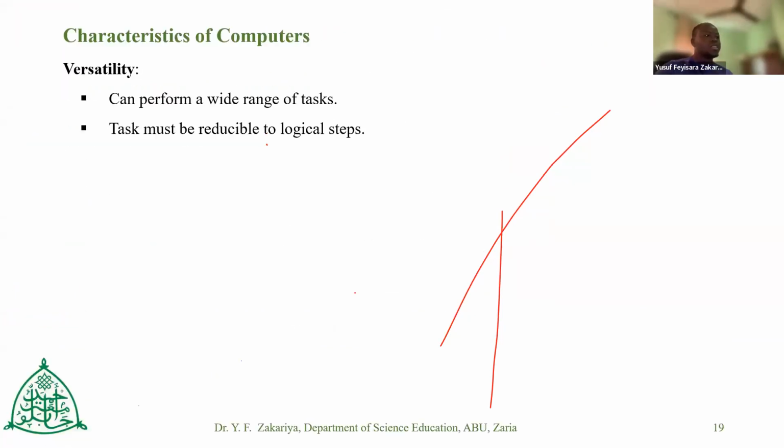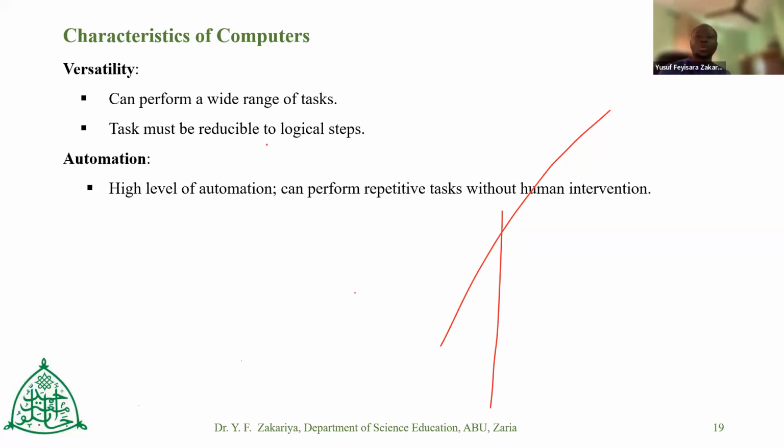Then some other characteristics of computers, we talk about versatility. How versatile is it, can it perform a wide range of tasks simultaneously? Can it make tasks reducible to logical steps? Yes, this is a characteristic of the computer. They can break a complex task into logical, small steps. Then we also have automation. You can automate your computer. Like this presentation you see, I automated it. By just making a point or a click, it moves to the next line, bringing it to you, hiding the subsequent one.